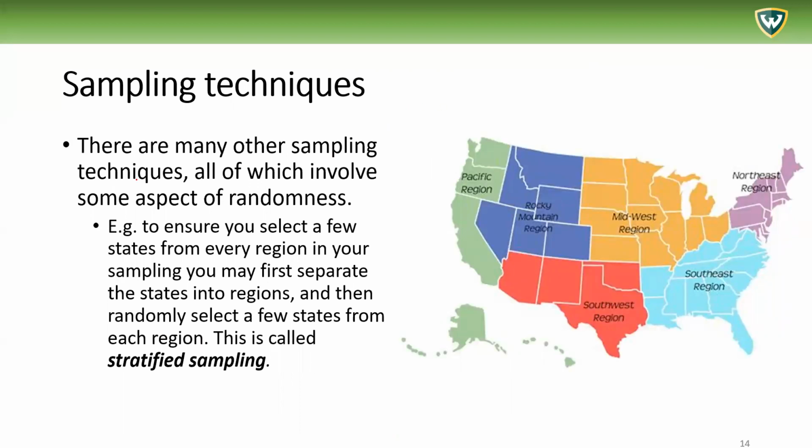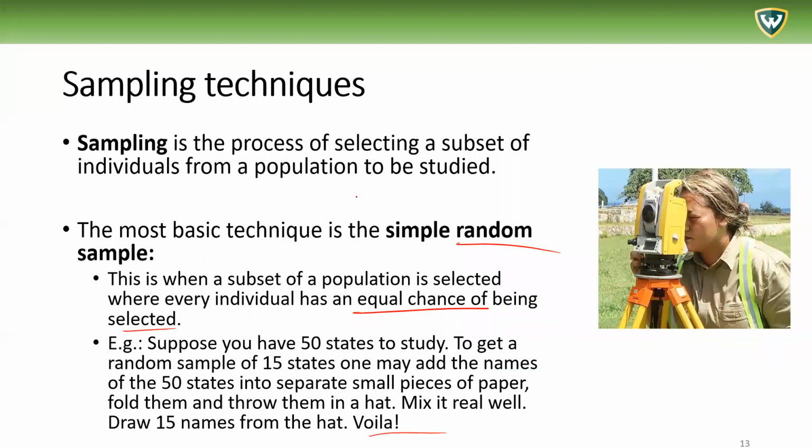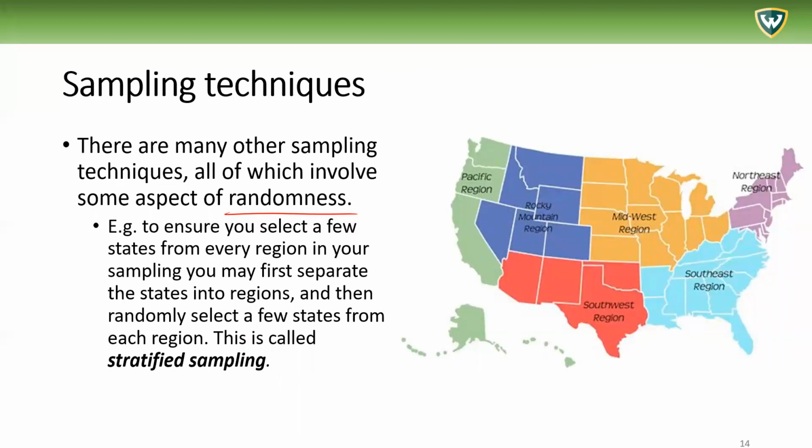So there are many other sampling techniques, all of which involve some aspect of randomness. Suppose you did this process here. I put them in the hat and I identify 15 states. But it just so happened you did this once, and all of the states you got were both in the Northeast and Midwest region. And you may say, wow, how is that possible? I thought it was random.